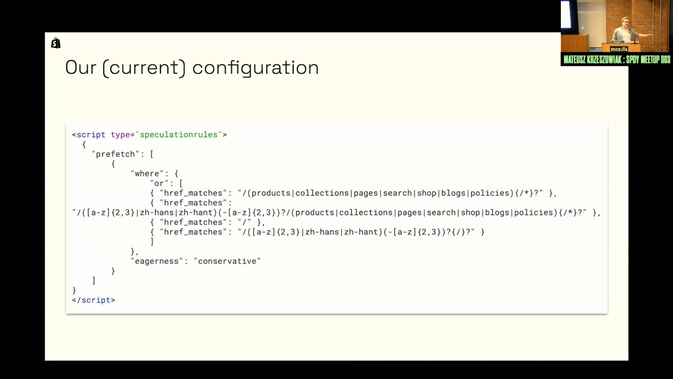In the end, you can see it looks a little bit scary, but what we are pretty much doing is specifying different routes that we are okay with the browser prefetching. We went with the conservative eagerness because, as I said, we can't really know what people are doing on their stores, and we want to be super safe. We will be releasing that to the entire platform, all of the Shopify stores. So we want to be really sure that it's going to be okay.